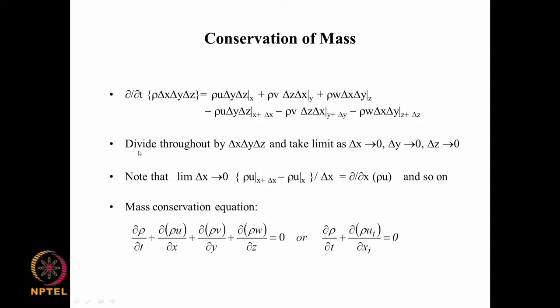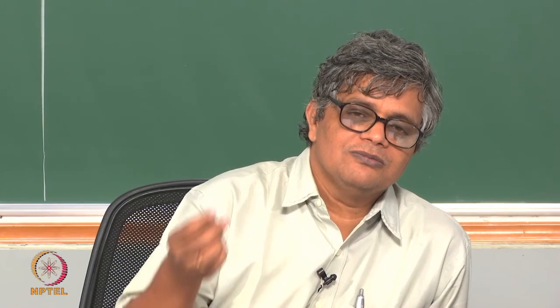So, we can now do some simple manipulations. We can divide this whole thing by delta x delta y delta z, the product, the volume, and then take the limit as delta x tends to 0, delta y tends to 0 and delta z tends to 0, because we are looking at equations which describe change at every point. So, we are looking at a control volume with a volume of a point. Of course, a point has no volume and we cannot conceive of particles having no volume.